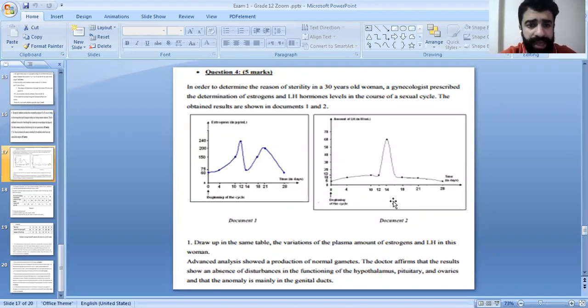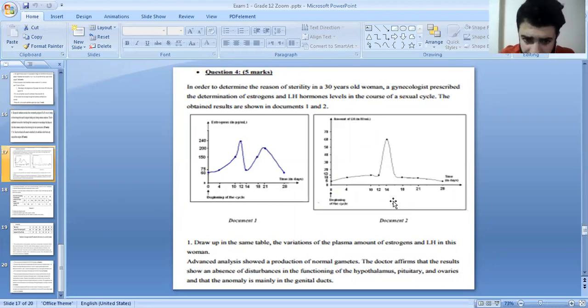So first of all, in order to determine the reason of sterility in a 30 years old woman, gynecologists prescribe the determination of estrogen and LH hormone levels in the course of a sexual cycle. The obtained results are shown in documents 1 and 2. So in document 1, we have the variation of the amount of estrogen in picogram per milliliter as a function of time in days. And also in document 2, we have the variation of the amount of LH in mIU per milliliter as a function of time in days.